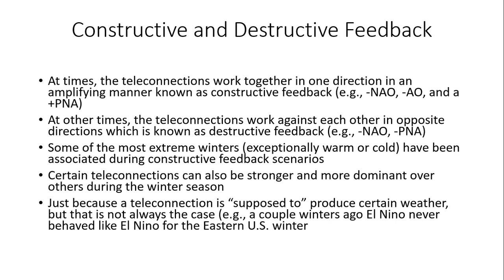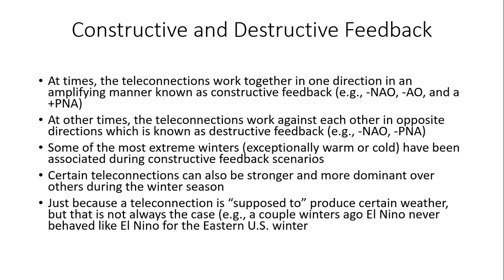But at other times these teleconnections work against each other in opposite directions, and this is known as destructive feedback. An example of this would be a negative NAO and a negative PNA pattern. So the negative NAO is telling me I should have a high latitude block in the North Atlantic Ocean, a deep trough in the eastern U.S., and a colder and stormier period of weather across the eastern U.S. But that negative PNA is indicating otherwise. It's saying I should have an upper level ridge and dry and warmer than normal temperatures across the eastern U.S.